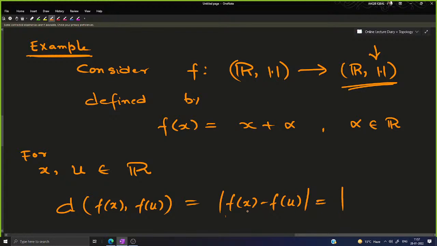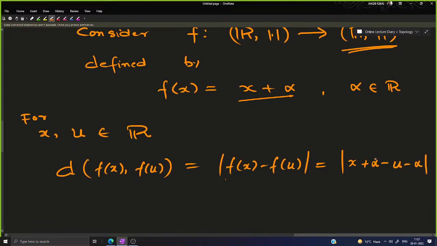Which is equal to what? f of x is x plus alpha, so it will be mod of x plus alpha minus f of u, which is u plus alpha, so minus u. Since here there is a minus, this plus alpha minus alpha cancels out. So this will be mod of x minus u, and mod of x minus u is actually the distance between x and u, because in the domain space you are also using the usual metric.